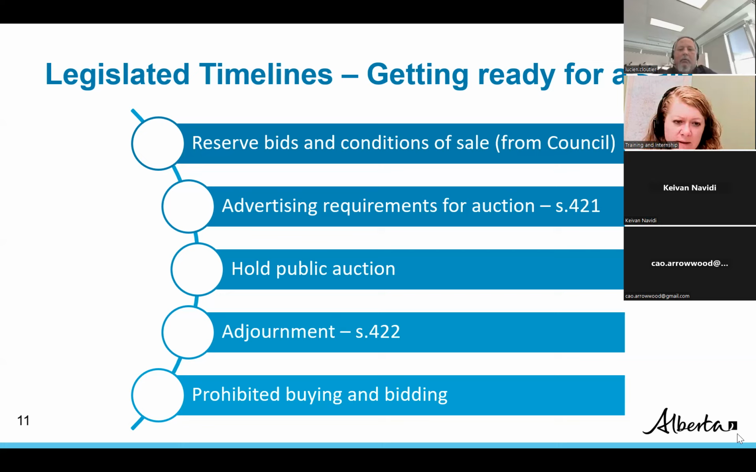And last on this list is prohibited buying and bidding. And there are some restrictions on who can bid on or buy a property at an auction. Section 429 restricts the auctioneer, municipal councillors, the chief administrative officer, and the employees of the municipality from bidding on or acting as an agent for someone else in buying the property. However, a designated officer or employee can be directed by council to bid on or buy a parcel of land for the municipality if it wishes to become the owner.